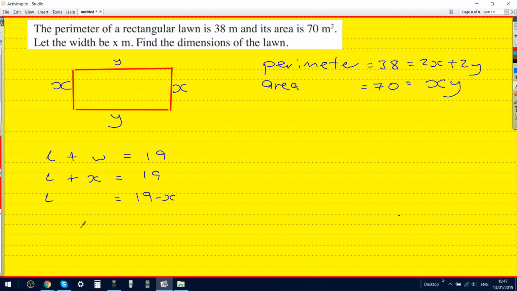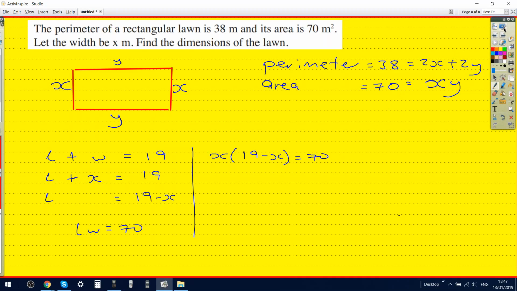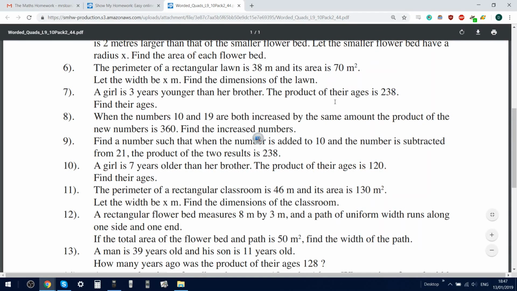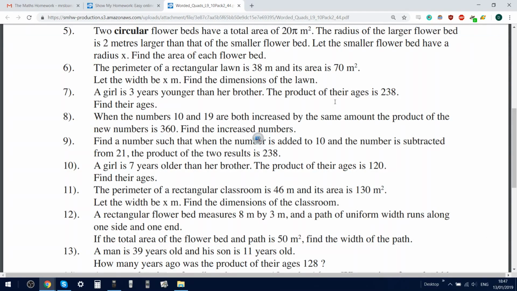So then for the area, length times width equals 70. And we just said the width is x and the length is 19 minus x. Equals 70. So I suppose it's a similar thing. Okay. Any questions about that previous one?